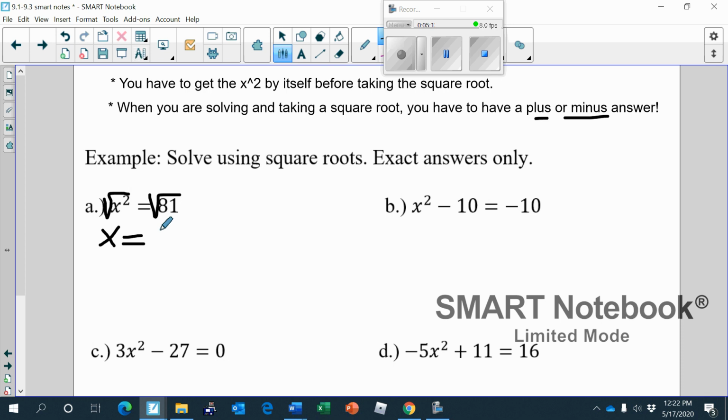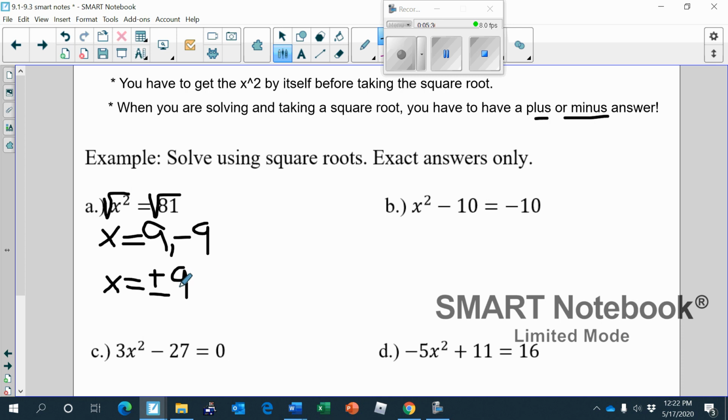So what I mean by that is you can either write x is equal to 9, and comma, x is equal to negative 9. Another way to write it, which is very familiar in the math world, so that you can know now, is that you write plus or minus 9. It's a positive and a negative answer.